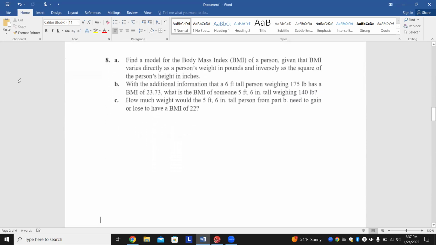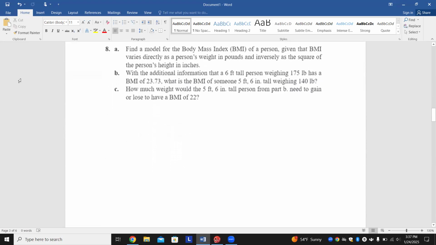One is the BMI. Part A here says find a model for the body mass index, which is BMI, of a person, given that BMI varies directly. If you are unfamiliar with the words directly and inversely, these are concepts in algebra, which we learned. Directly means to multiply, and inversely means to divide.